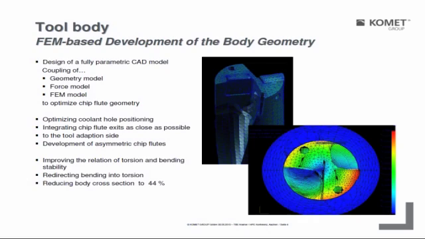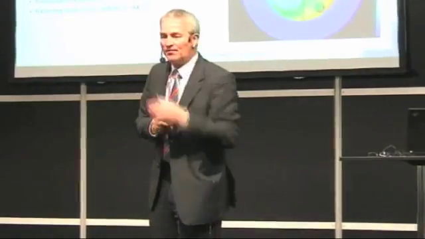And all this together is needed to design a tool which is called high performance cutting. Engineers and specialists build models: a geometry model, a force model, an FEM, finite element model, to optimize the tool body, the tool form, the chip flutes form, with the target to increase the rigidity of the tool body and to change bending forces into torsion forces. And all this has to be done also on the theoretical side.